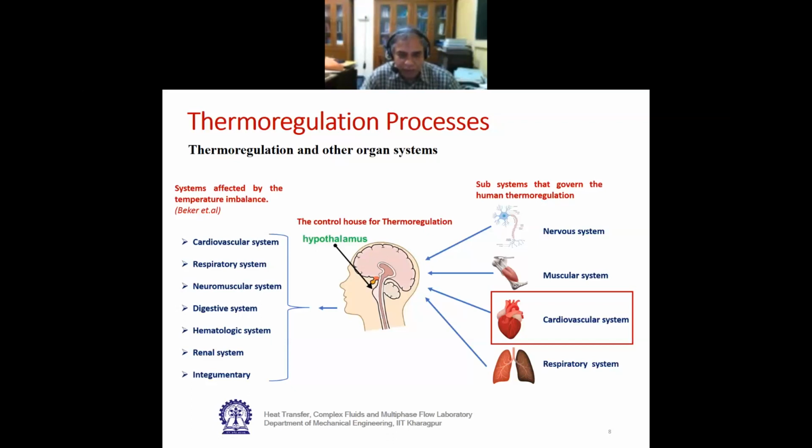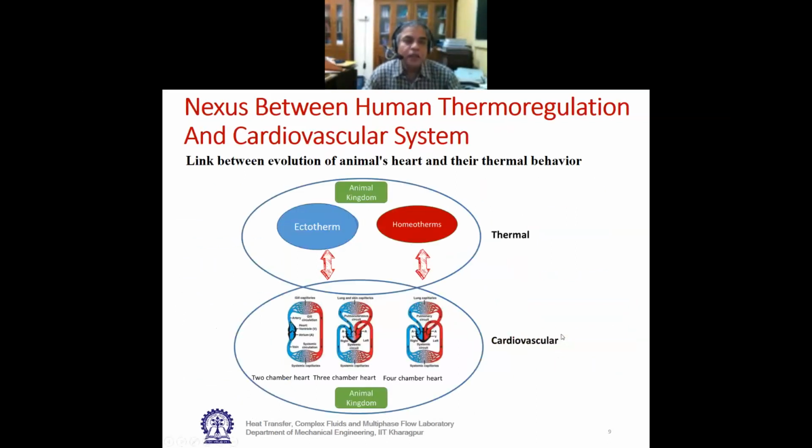The thermoregulation in human beings is quite complex, but today we will discuss the role of the cardiovascular system, and that too we will keep our discussion at a simple level, excluding the chemical and biochemical part of it, which is also equally important. Now, the nexus between human thermoregulation and the cardiovascular system. Again, I will try to draw your attention to the evolution.